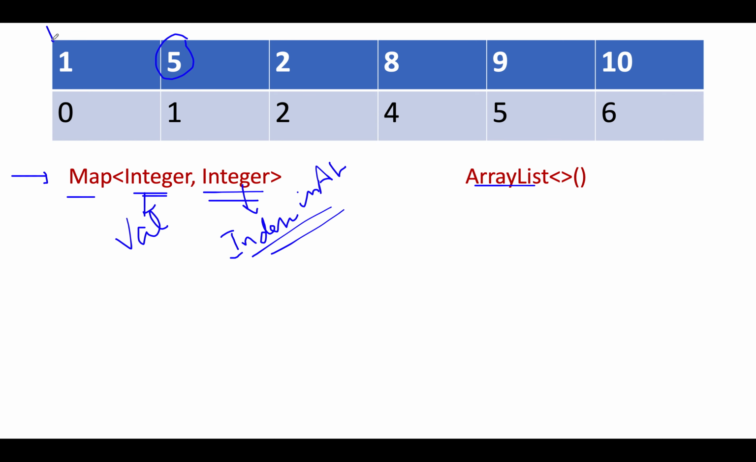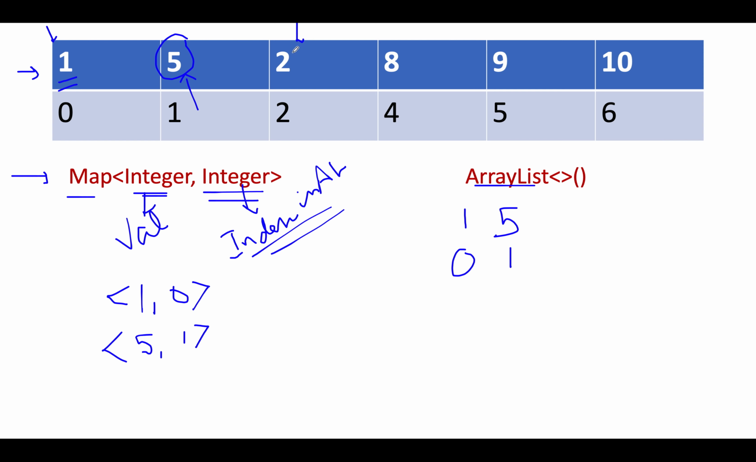So let's take the first case. The first number that we got is 1. So 1 gets inserted into the array list at the 0th index. What we will do, we'll store in the map that 1 got inserted at the 0th index. So the map has a new entry, 1 got inserted at the 0th index. Let's move ahead. Next we have 5, and so we will add 5 at the first index. We'll add a new entry that 5 got inserted at the first index.